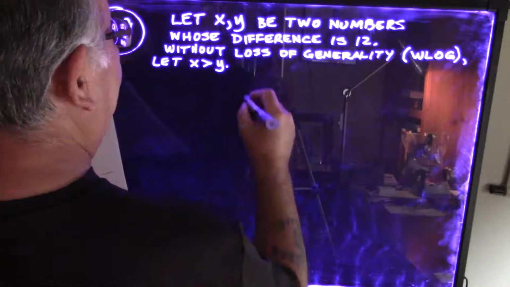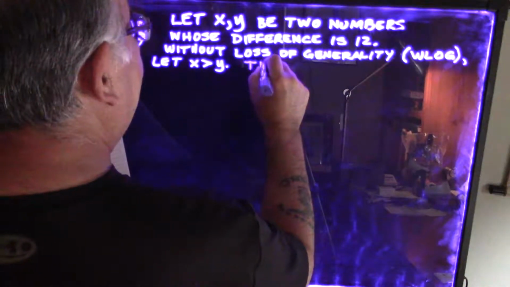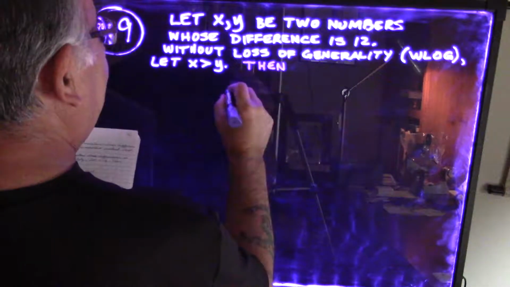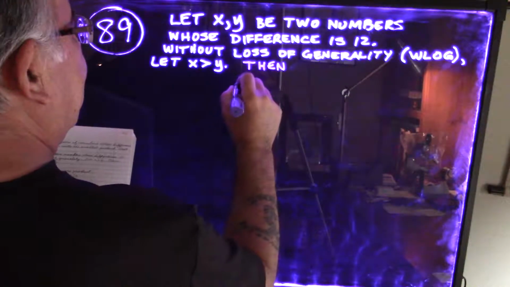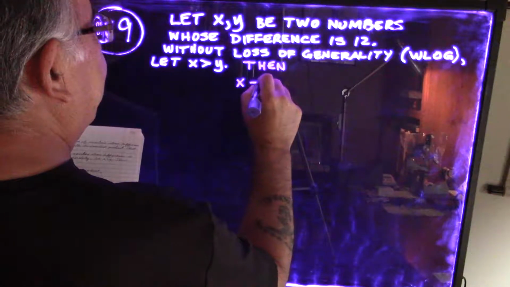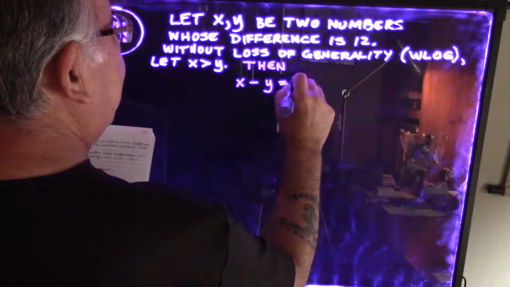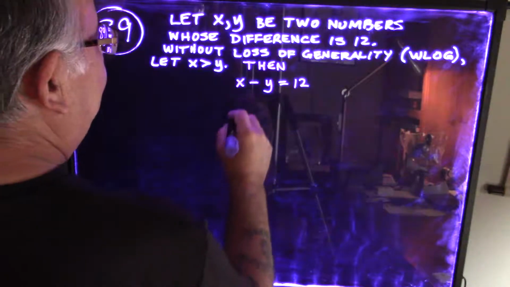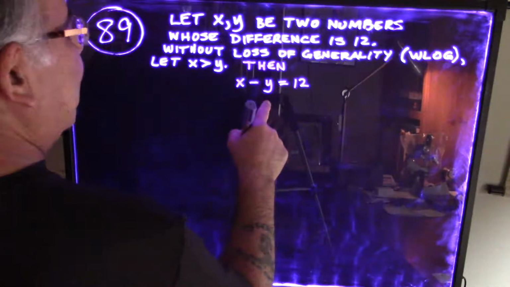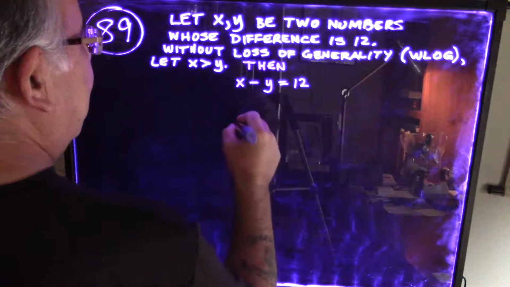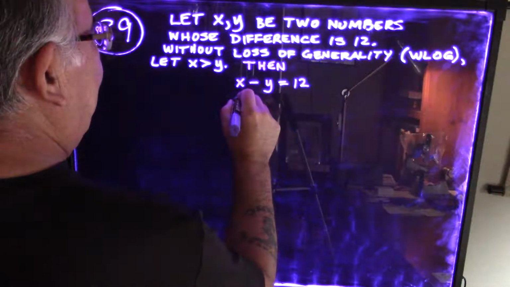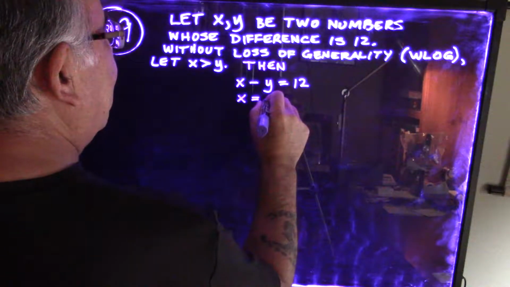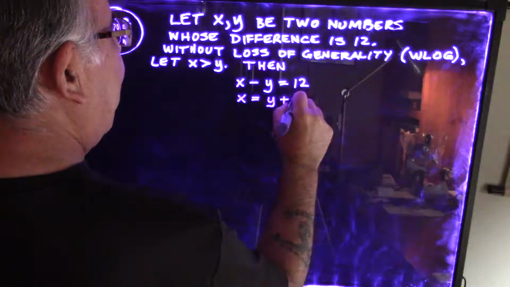Okay, so if x is bigger than y, then that means x minus y equals 12. That's because their difference is 12, and x is bigger. So x minus y equals 12. Now, solve that for x. Why not solve it for y? Well, you could, but I want to go in alphabetical order, so let's just solve for x. x equals y plus 12. Just add y to both sides.